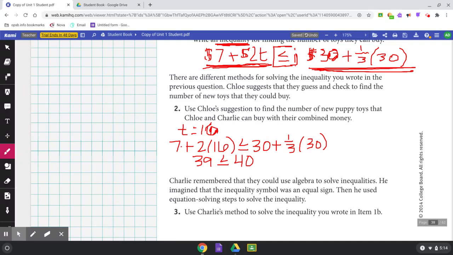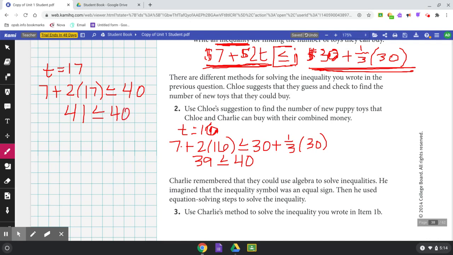What happens when you substitute in 17? T equals 17. What happens when I substitute in 17? 7 plus 2 times 17 is less than or equal to the 30 plus 1/3 times 30, which we know is 40. Well, when you substitute in 17, you end up getting 41 is less than or equal to 40.